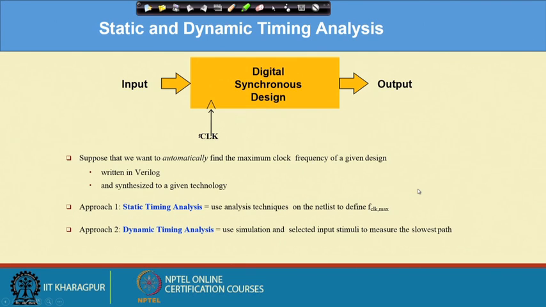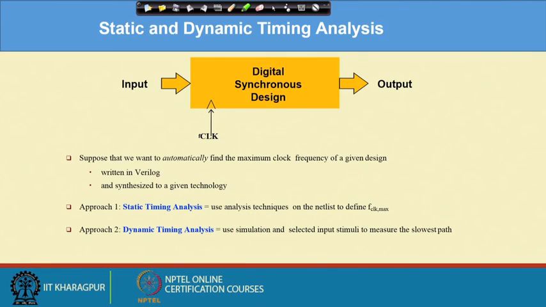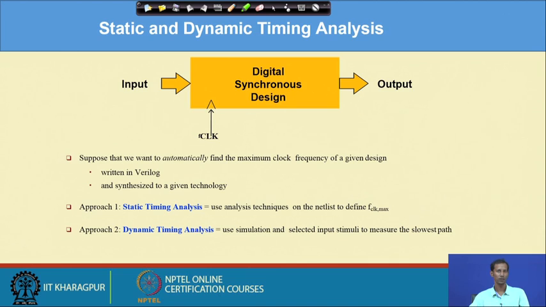In digital design, you might find two types of circuit: one is combinatorial circuit, another one is sequential circuit. In sequential circuit, you might find two types of circuit: one is synchronous circuit, another one is asynchronous circuit.